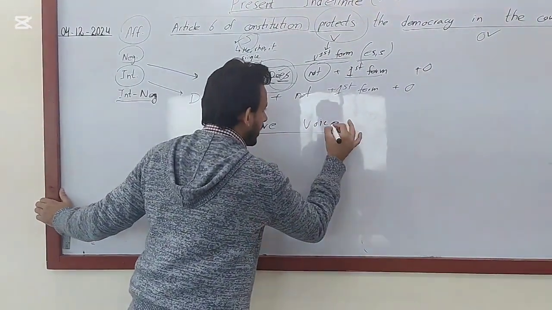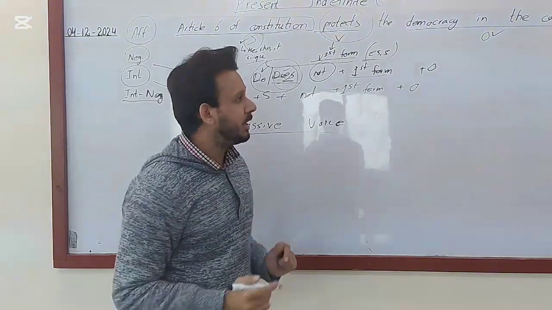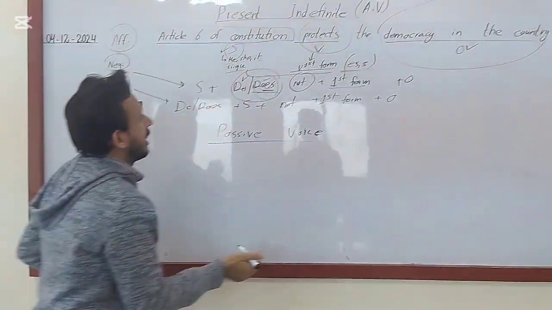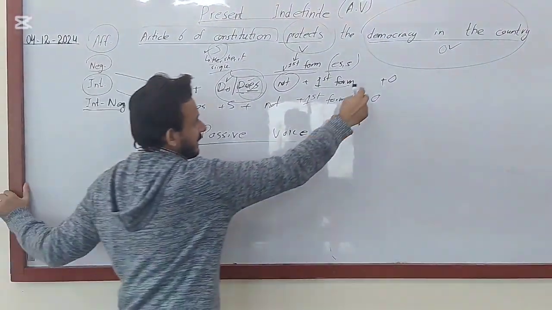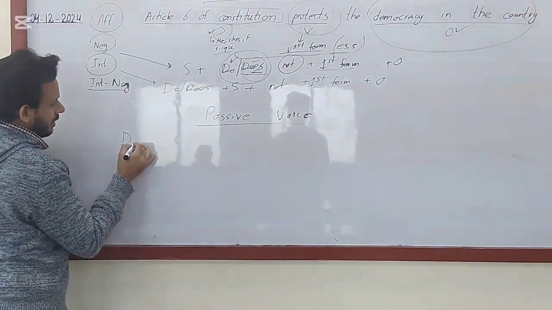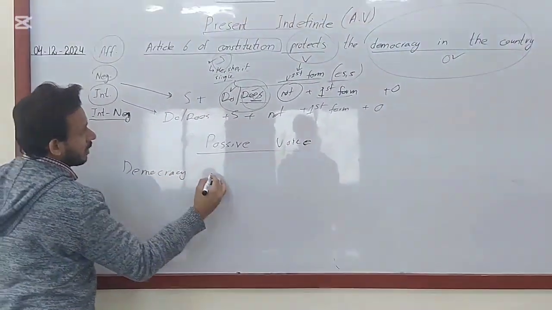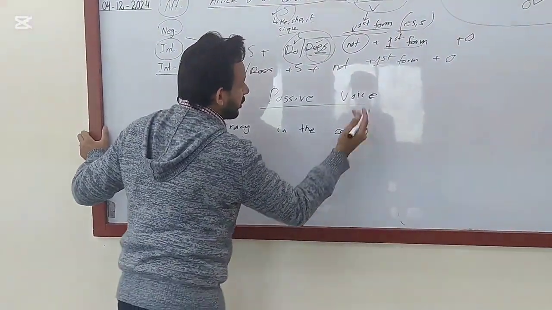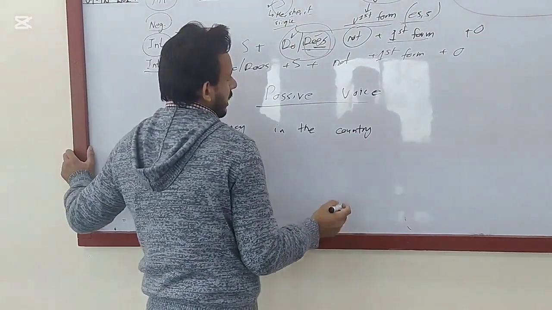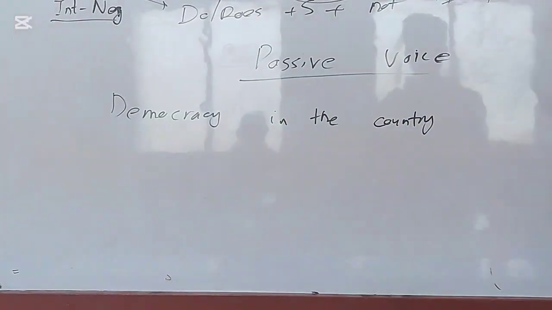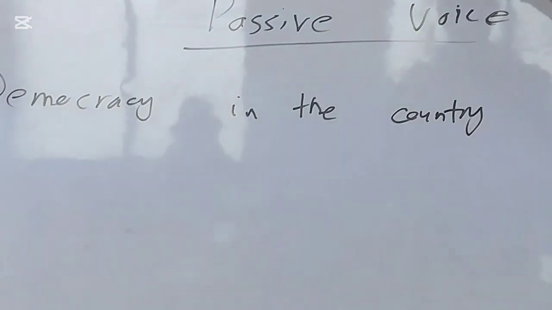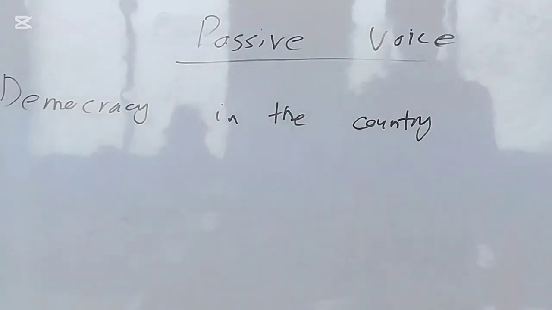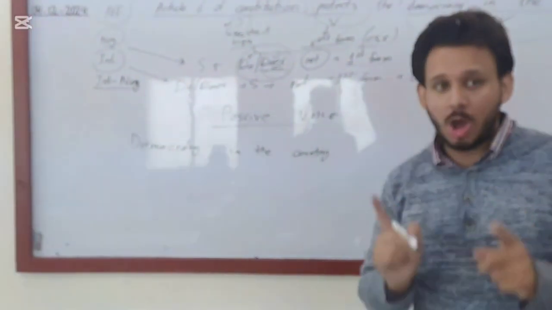In any type of passive voice, the very first requirement is to put the object in the place of the subject. For example, in this sentence, the object was the democracy of the country. This was the object on which the action was being done. So you put the object at the start and you put the subject in the place of the object. The subject in this sentence was Article 6 of the Constitution. So up till now we have replaced the subject with the object and the object with the subject.